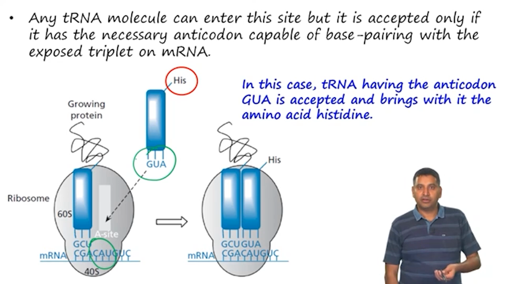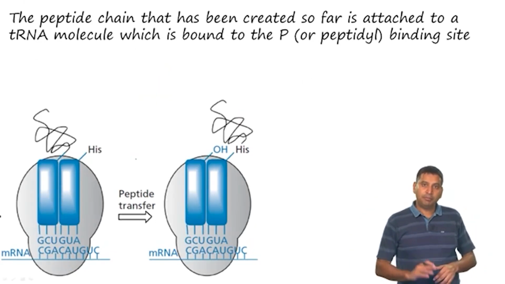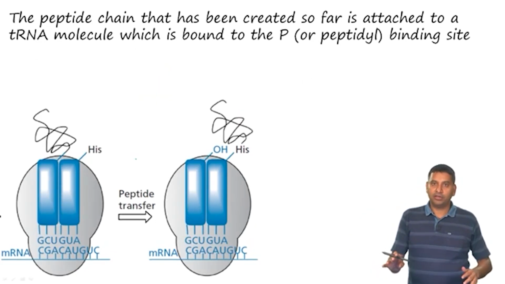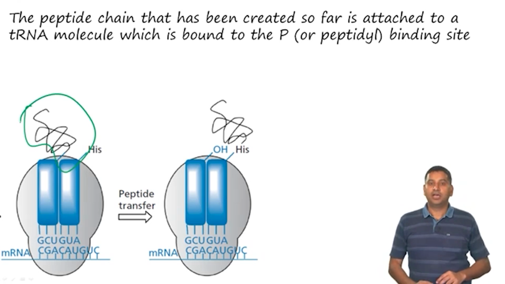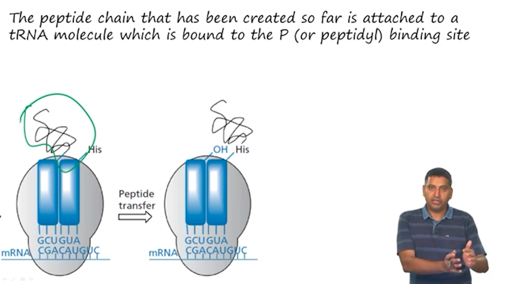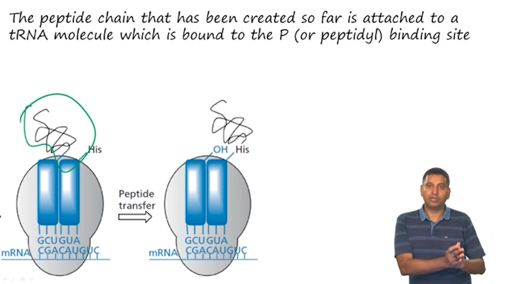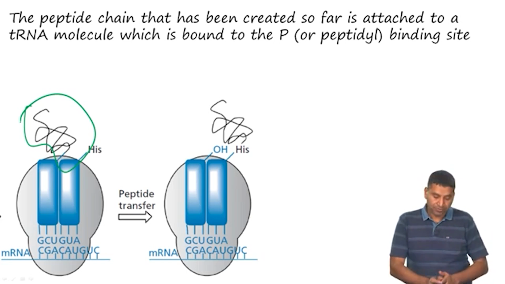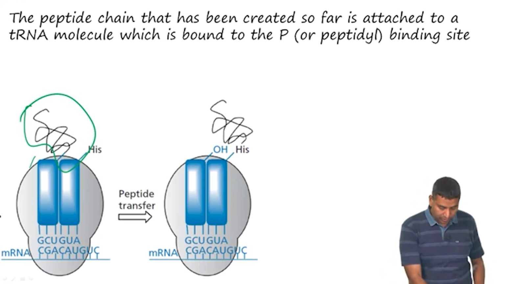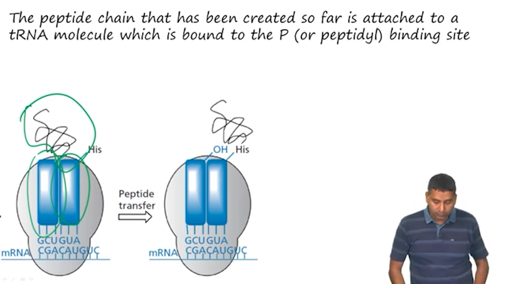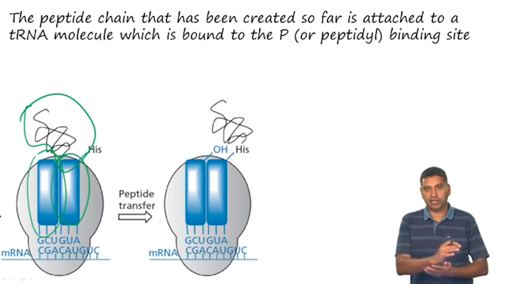So, as I mentioned earlier, in this case the tRNA having the anticodon GUA is accepted and brings along with it the amino acid histidine. The peptide chain that has been created so far, attached to a tRNA, which is shown here, is bound to the P site, which I mentioned earlier, or the peptidyl binding site. Now, once these two sites are occupied, which is over here and here, there is a process of peptide transfer.